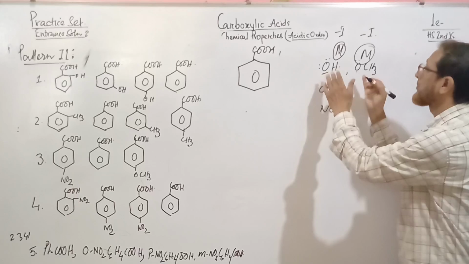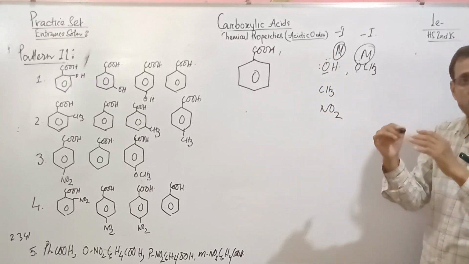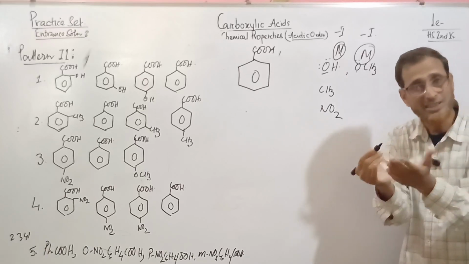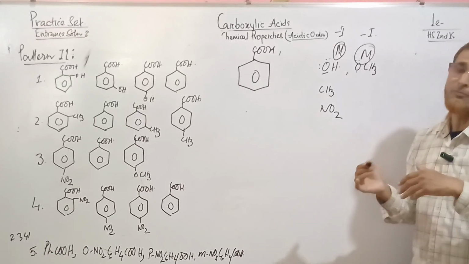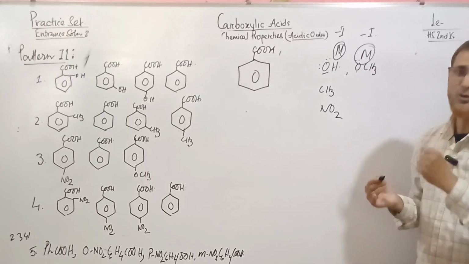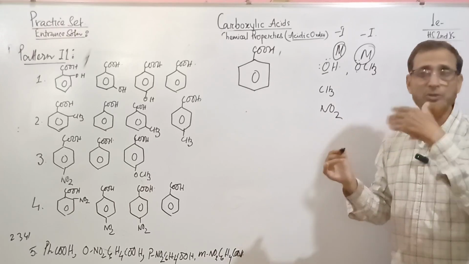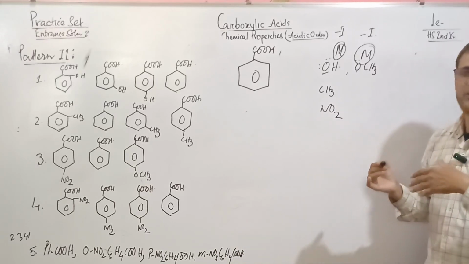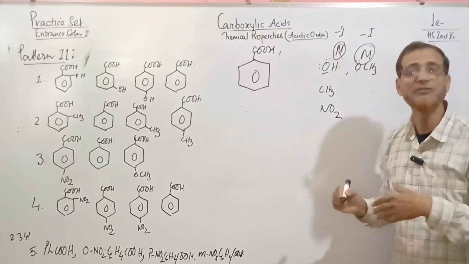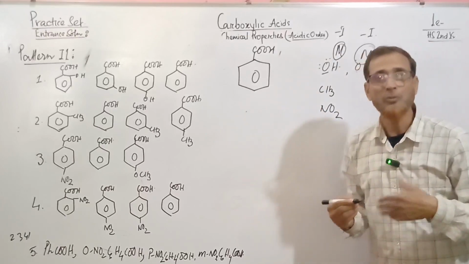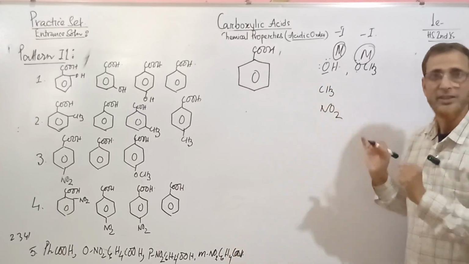Now, when OH is present, it has both plus M and minus I. Which one will be prominent? Whether minus I effect or plus M effect? If minus I is prominent, then it will be a stronger acid. If, out of the fight, plus M or mesomeric effect, that is the participation of this lone pair of electrons with the benzene ring's pi electrons, wins the fight, then acidity will decrease. We'll explain it a bit later.